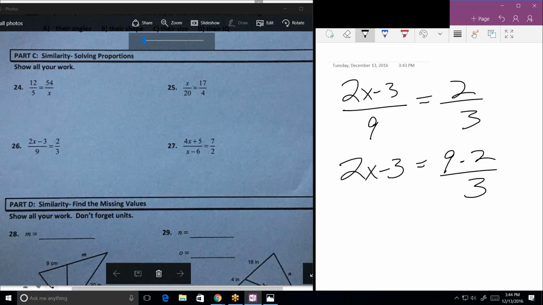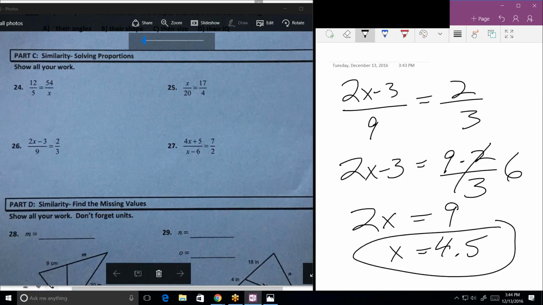Now what can I do on the right? What's that all equal to? It would equal 6. Okay. Now I got 2x minus 3 equals 6. What's the next step? You would add 3 to both sides. So now I have 2x equals 9. Now that means x equals 4.5.